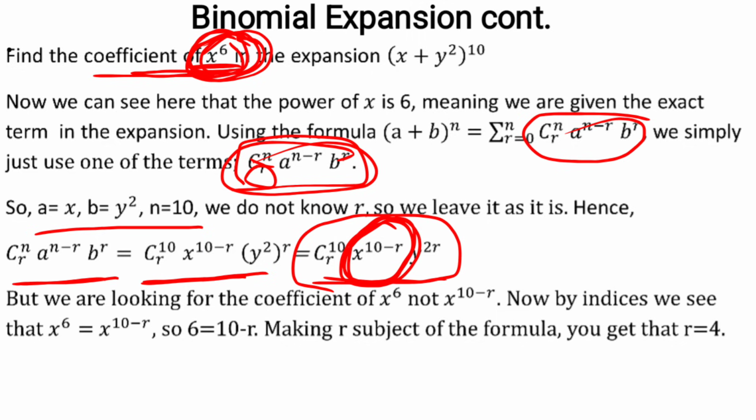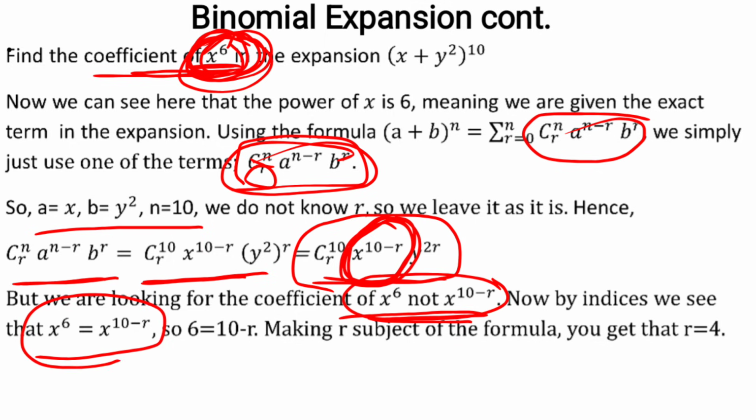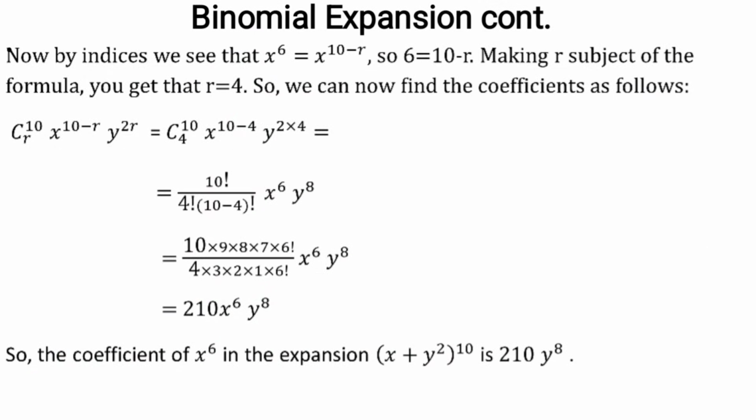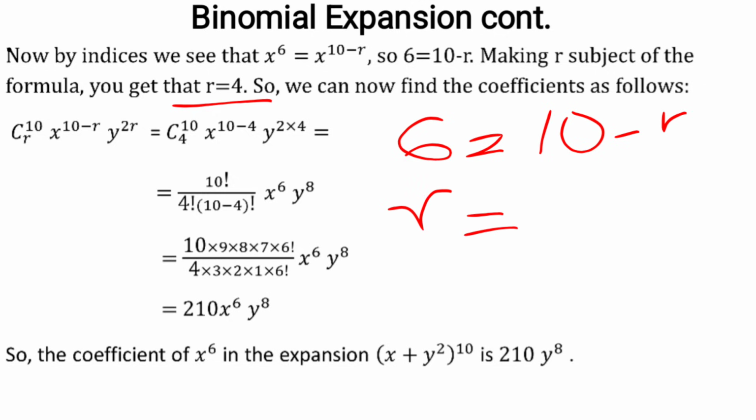But we're looking for x to the power 6, so all we simply do is equate the two terms. They have the same base, so we can equate their powers. That's what we've done right here. If the two have the same base, it means their powers must be the same. That's how we have 6 equals 10 minus r. So you solve, and what will r be? Let me just do it rightly.